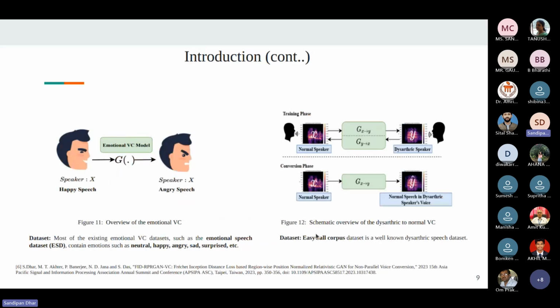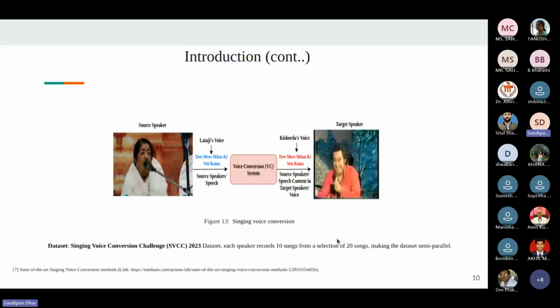Okay, so the EasyCall dataset is one of the datasets we mostly use for this dysarthria to normal voice conversion. Then comes singing voice conversion.